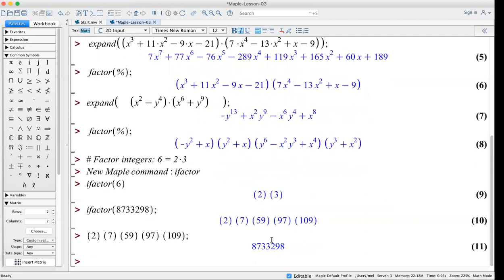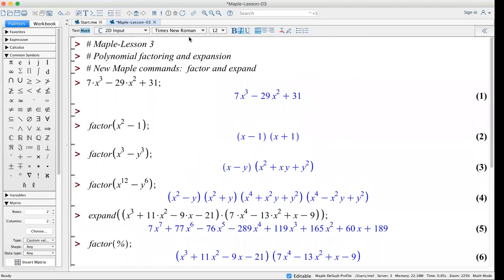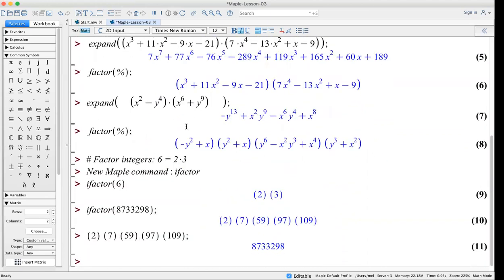If I do this, you multiply it back and you see you get back the number you started with. So this is the third. Maybe I should number these. The first new Maple command is factor. The second is expand. And the third today is ifactor.